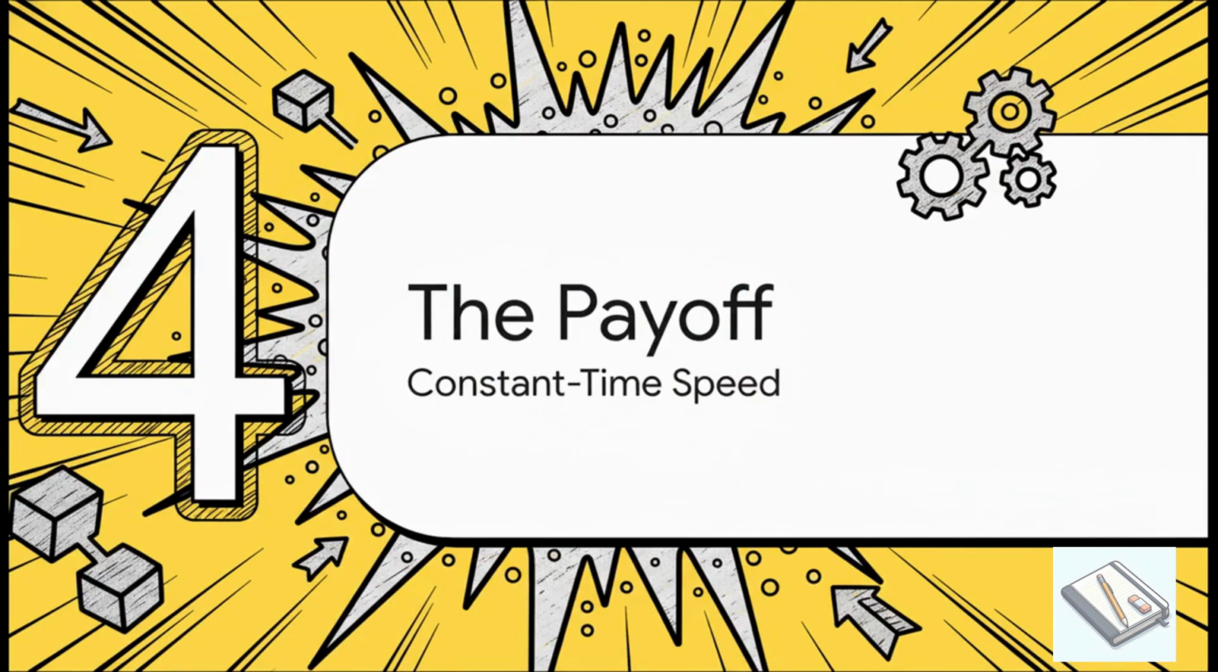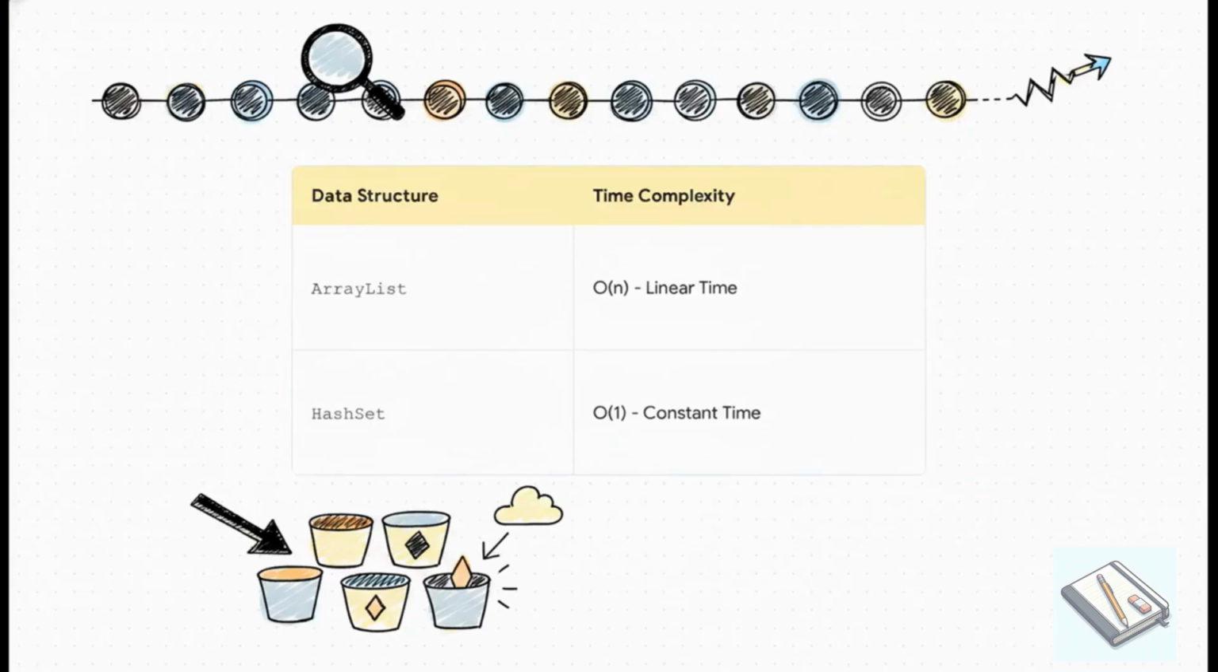So why go through all this trouble? Hash codes, buckets, 2-step checks, what's the point? Well, the payoff is absolutely mind-blowing performance. Let's compare. To see if an array list has something, you have to check every single item, one by one. A million items could mean a million checks. We call this O of n, or linear time. But with a hash set, it jumps directly to the right bucket. The time it takes is basically constant. We call that O of 1. It doesn't matter if you have 100 items or 100 million, the lookup time is pretty much the same.